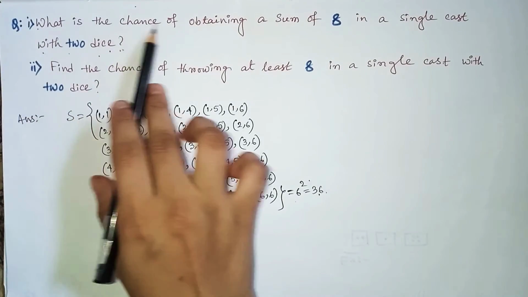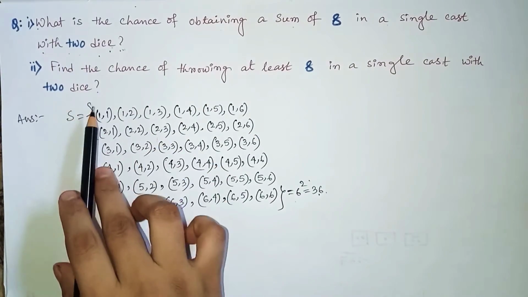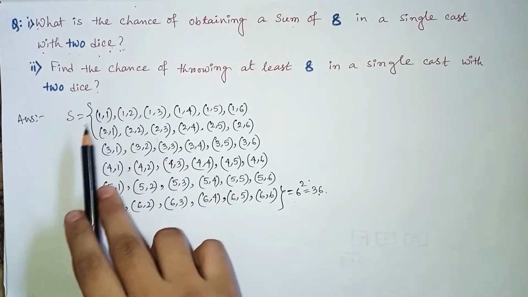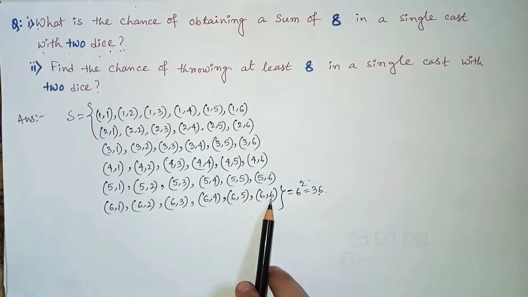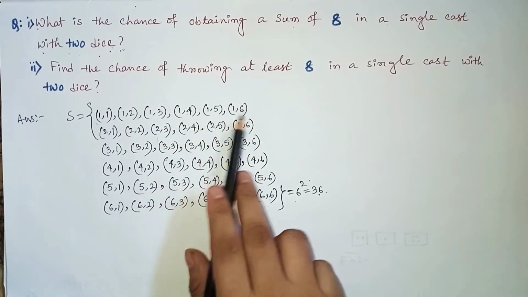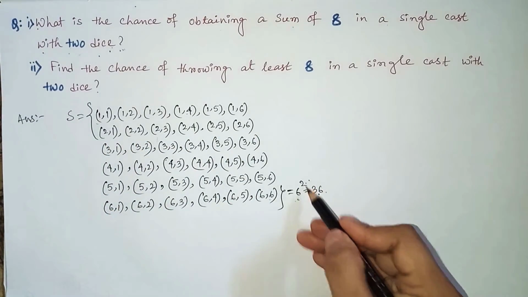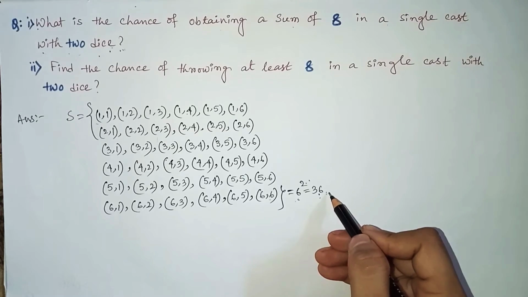Next question: what is the chance of obtaining a sum of 8 in a single cast with 2 dice? So we are throwing 2 dice. The possible event points are 1 1, 1 2, 1 3, 1 4, 1 5, 1 6. Similarly 2 1, 2 2. Similarly we are getting 6 squared, that means 36 event points.